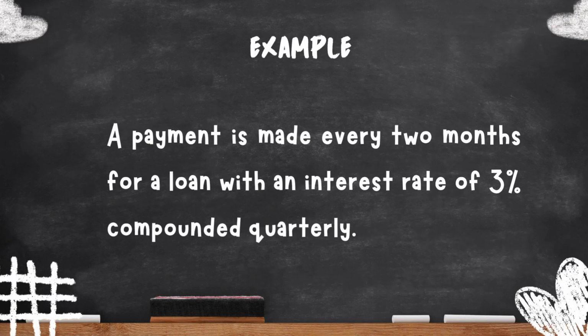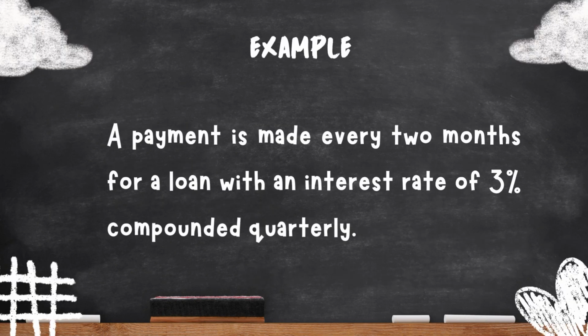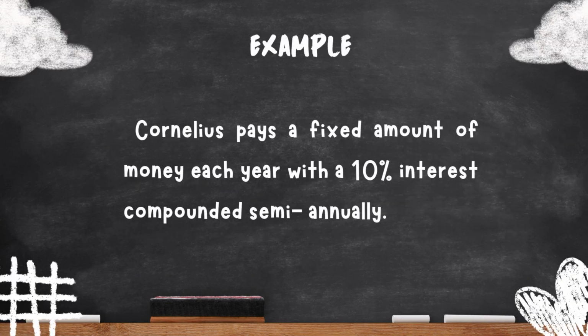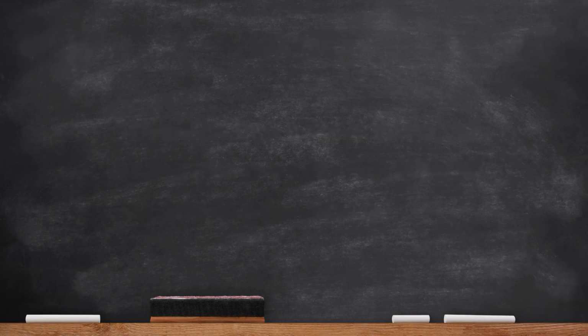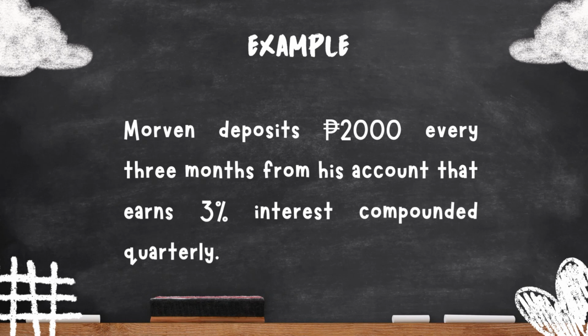Here's another one. A payment is made every 2 months for a loan with an interest rate of 3% compounded quarterly. Ooh, that's general annuity. Correct, since the 2 months there is not equal to the interest which is compounded every 3 months. Let's have 2 more examples. Leos pays a fixed amount of money each year with a 10% compounded semi-annually. This is a general annuity. Right. What about this? Morven deposits 2,000 pesos every 3 months from his account that earns 3% interest compounded quarterly. Well, this is a simple annuity.